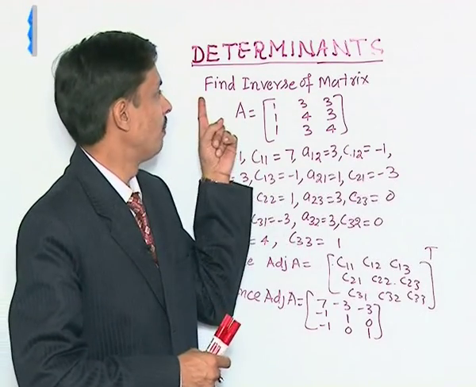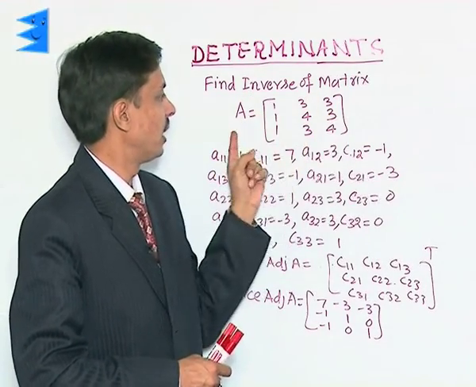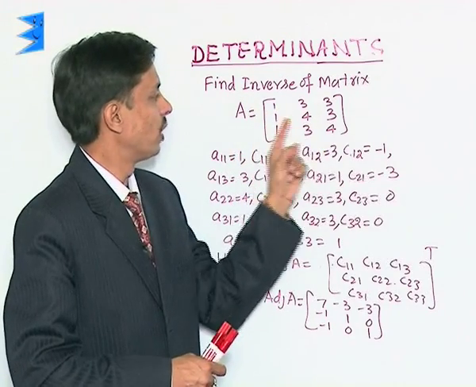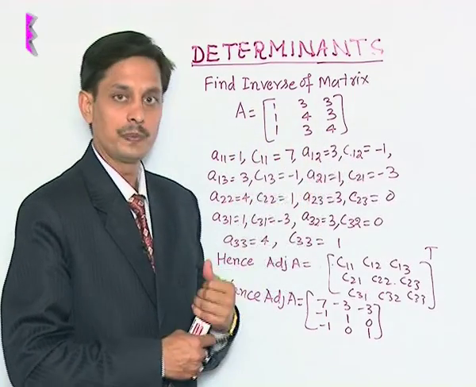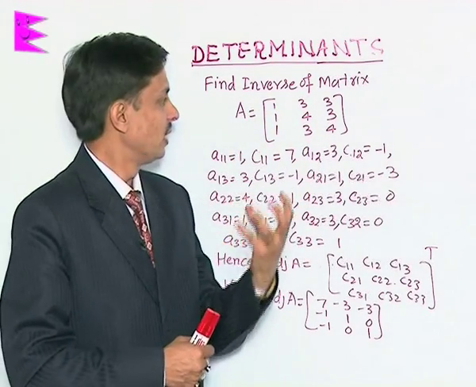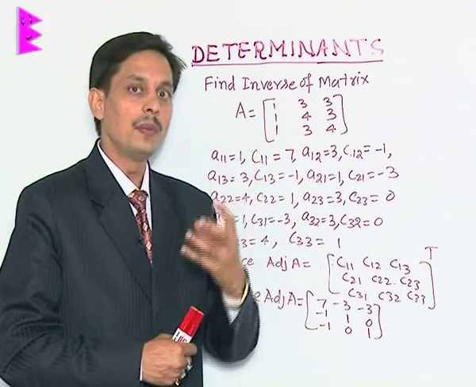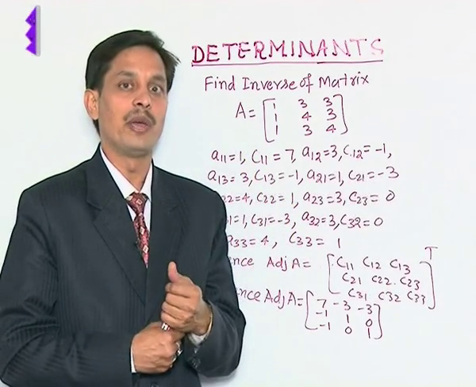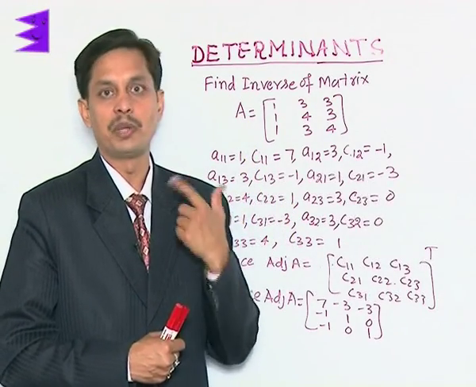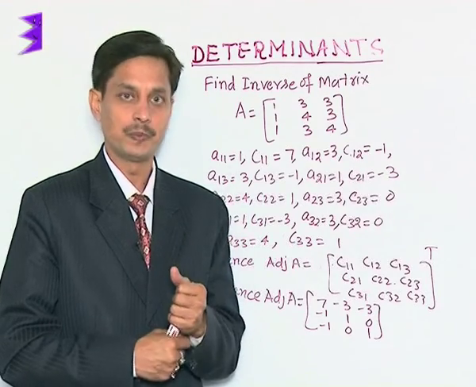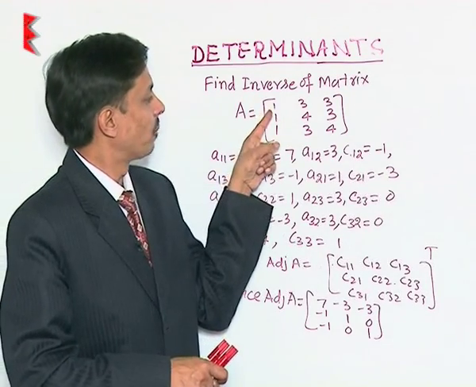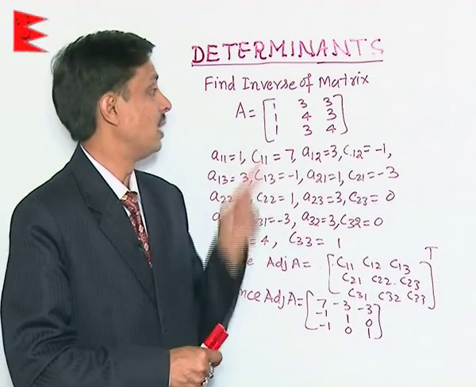I am taking a problem. Find the inverse of the matrix A equals 1, 3, 3, 1, 4, 3, 1, 3, 4. To obtain the inverse, first I need the corresponding cofactors, which I explained how to obtain in my previous video. Suppose I want to obtain the cofactor of the first element, that is 1.